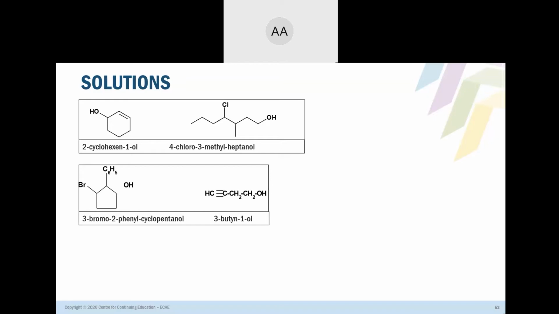And then the next molecule we've got is 3-butyn-1-ol. So the functional group of the alcohol is found on the first carbon and the triple bond on the third.